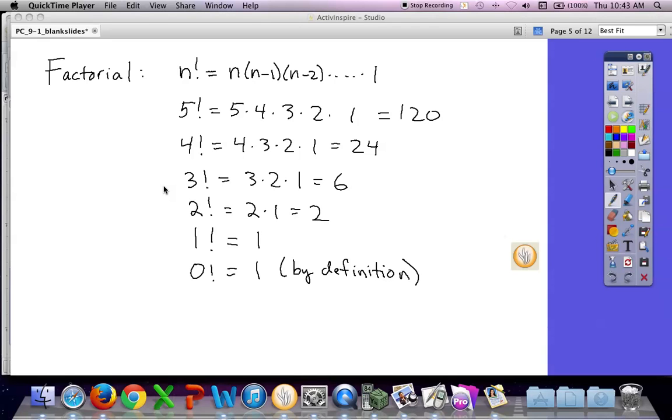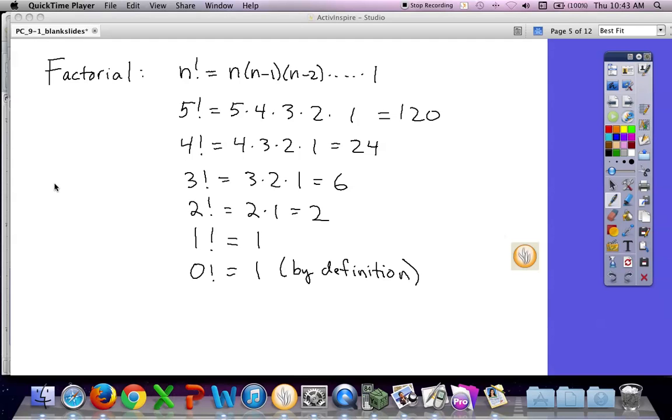Okay, so a factorial is represented with an exclamation point, right? So n factorial is n times n minus 1 times n minus 2 times n minus 3 all the way to 1. For example, 5 factorial is 5 times 4 times 3 times 2 times 1, which is 120. 4 factorial is 4 times 3 times 2 times 1. It's whatever that number is times the number less than it times the number less than it until you get to 1.